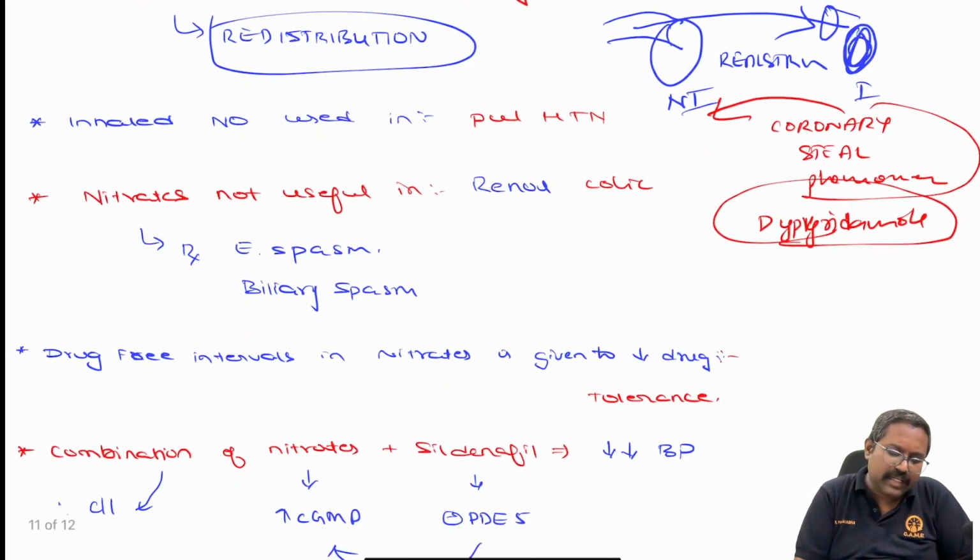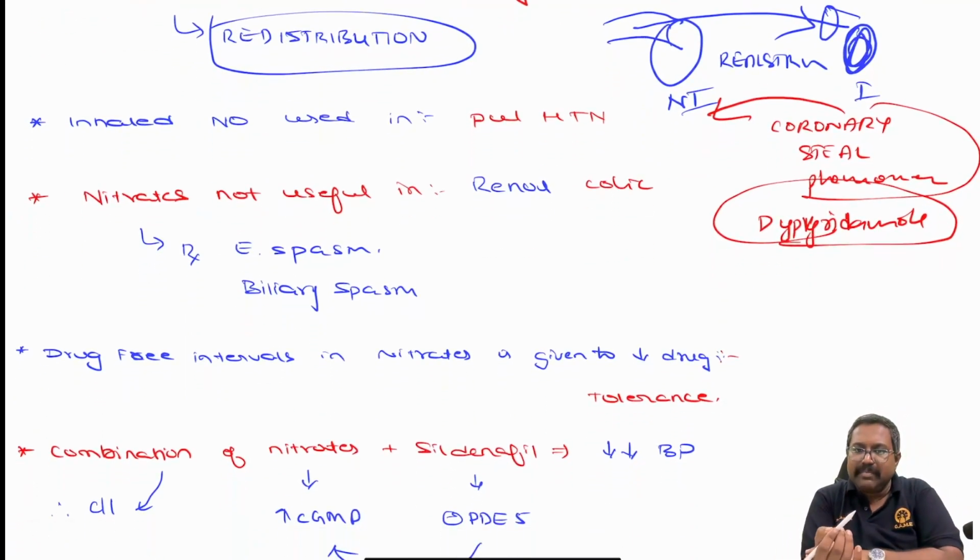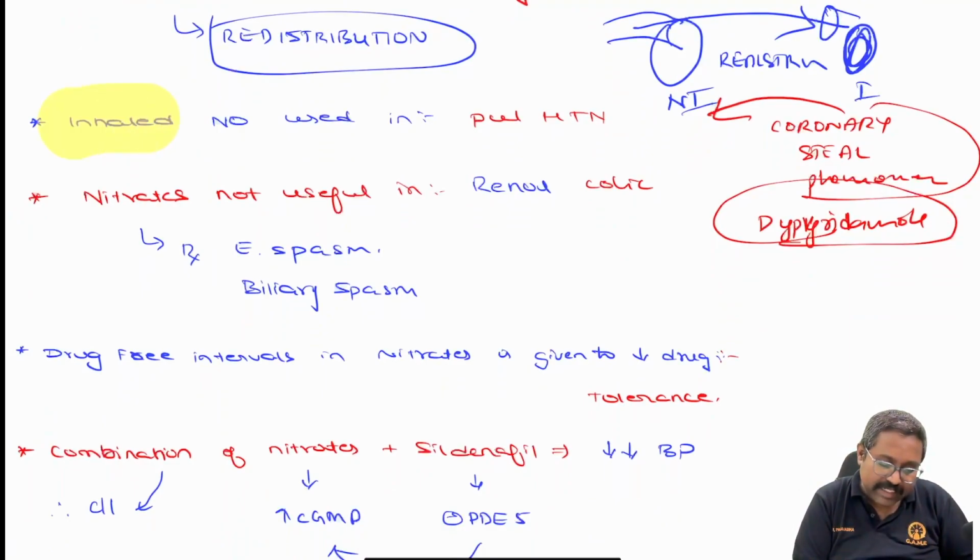So which is the drug that can be given inhalationally to treat pulmonary hypertension? That is your nitric oxide. Inhaled nitric oxide can be given to treat pulmonary hypertension.